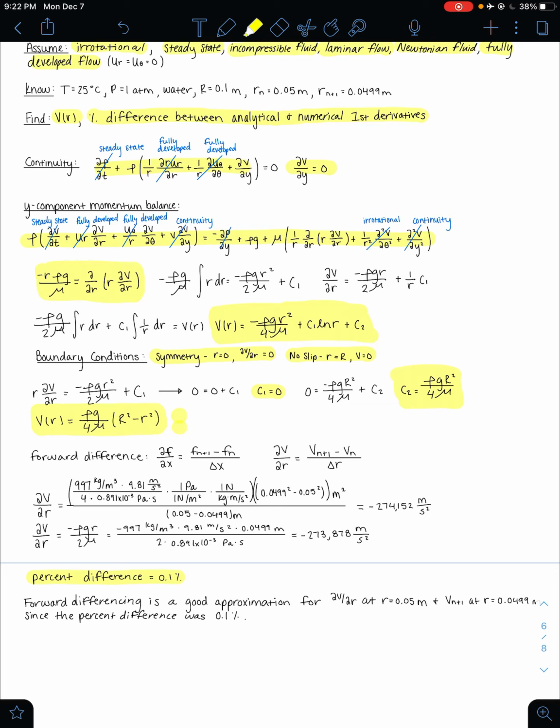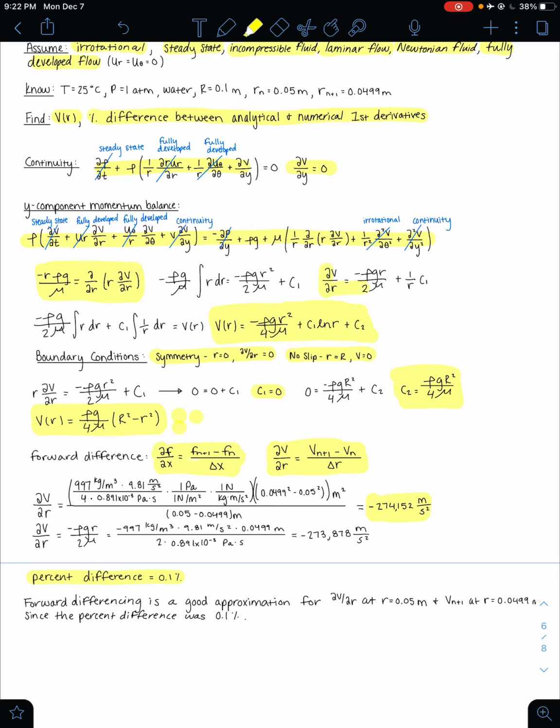Then using forward differencing, in this forward differencing formula applied to our system and our variables, and also using the velocity profile determined here, we could find dv/dr between the points of the radius at 0.05 meters and 0.0499 meters. We found that dv/dr using forward differencing was equal to negative 274,152 meters per second squared.